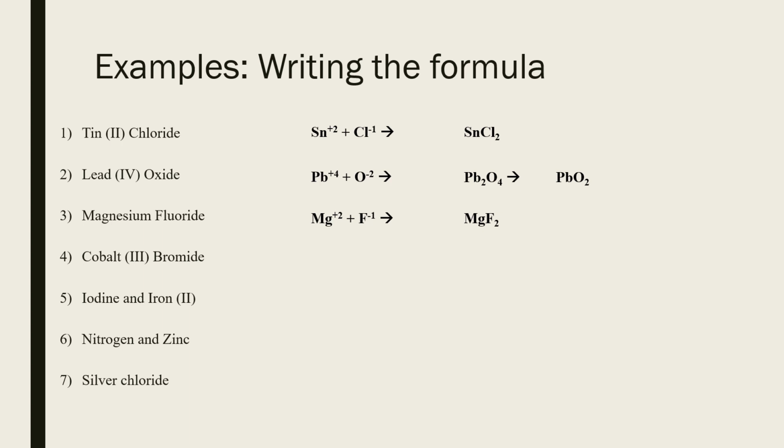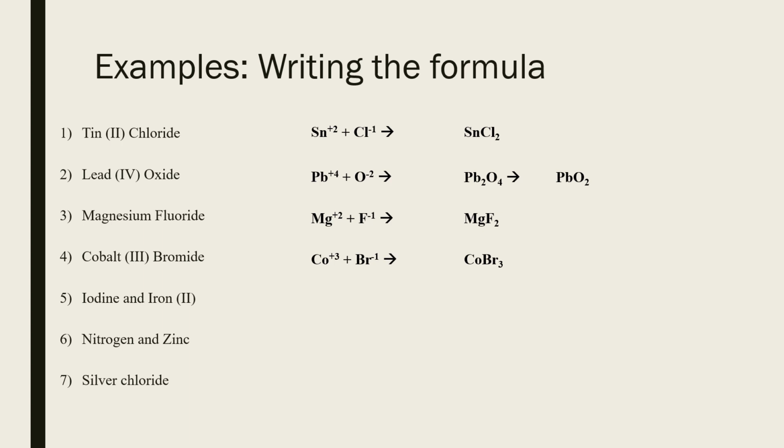Example 4, we have cobalt, Roman numeral 3, bromide. So again, the Roman numeral 3 represents the charge on cobalt, so it's plus 3. So we have cobalt plus 3 and bromine, which is a minus 1 charge. Again, go ahead and drop and swap the charges. When you drop and swap the charges, you have CoBr3.